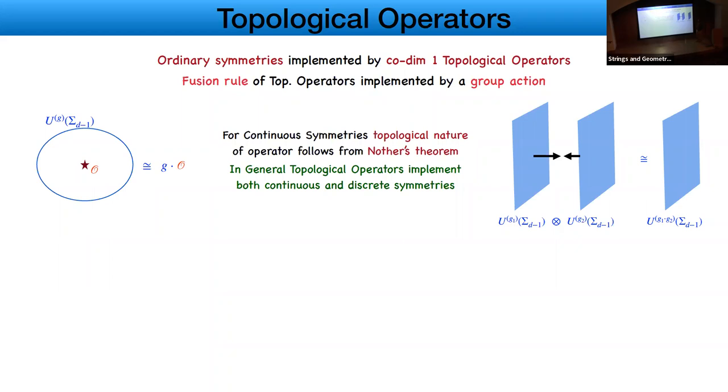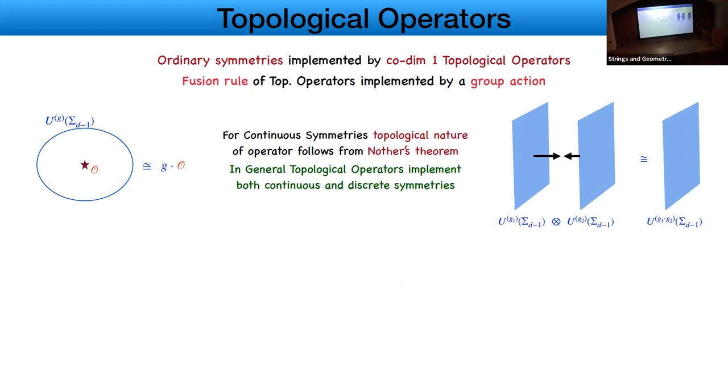In general, topological operators could be used to implement both continuous and discrete symmetries. In the case of discrete, you just want to insert an operator, and across the operator, you have a discrete gauge transformation that you would have to do. So there is a notion of fusion of two operators, which follows some group structure in ordinary symmetry, where if I insert an operator on some surface sigma labeled with some element g, and then I take the product of the two operators, they should give me an operator whose label is the product under the group operation.